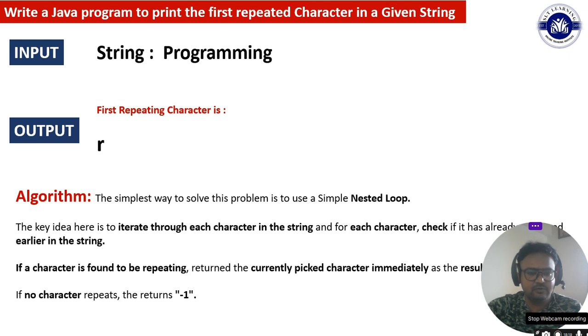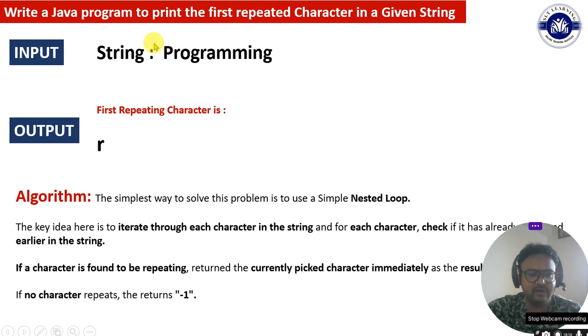For this one, as part of the algorithm, we're going to use a simple nested loop. The first loop will take the first character and another loop will take the second character, and we will compare both characters of the string. If a match is found, we print that information to the console.